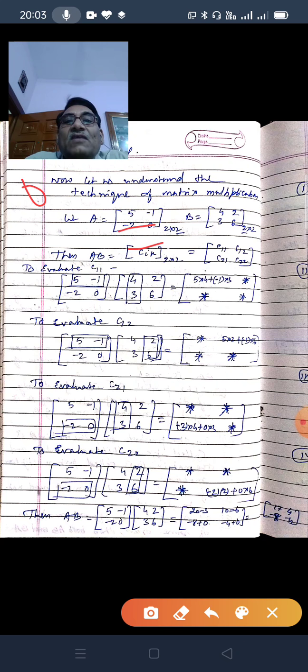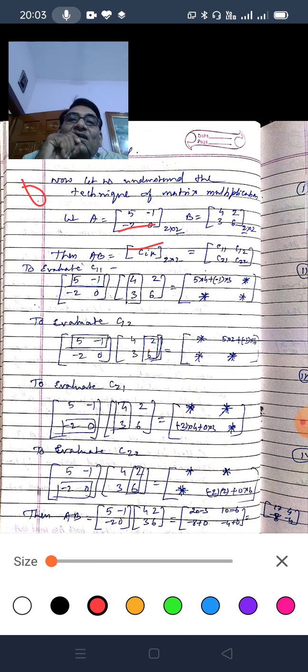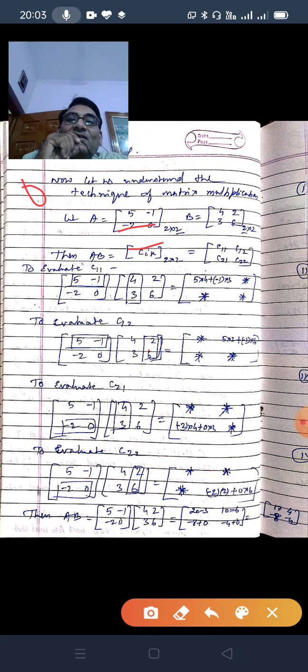To evaluate C11, how is it evaluated? You see, the first matrix row is 5 and minus 1, and the second matrix's first column is 4 and 3. We multiply first 5 into 4 plus minus 1 into 3. This is the first element C11 of the AB matrix.